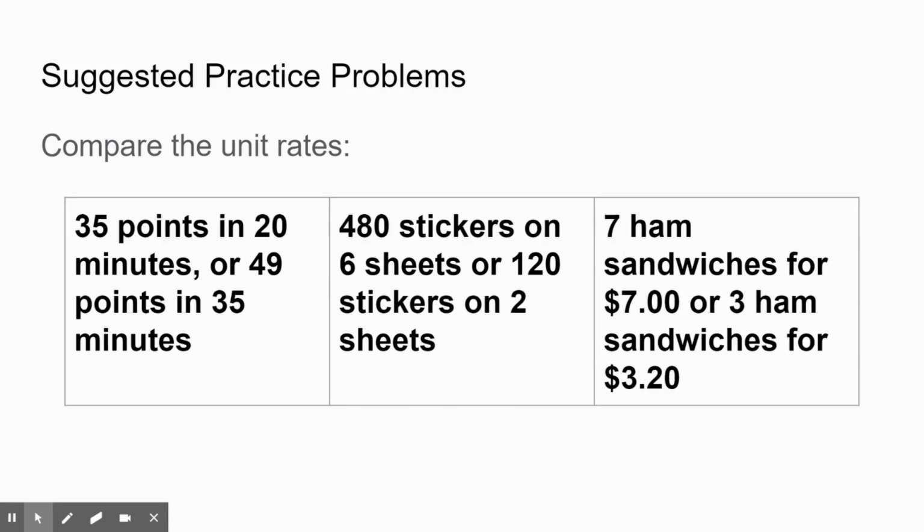Let's do 7 ham sandwiches for $7, or 3 ham sandwiches for $3.20. Again, which one's the better deal, or which one's more expensive? It depends on how you want to interpret these questions. But you do need to compare them. Tell me which one's bigger, which one's smaller. So, pause the video if you need to read these, and good luck.